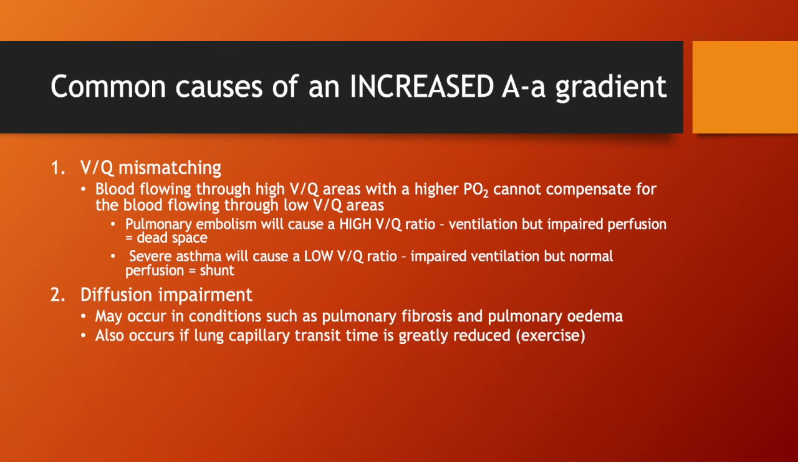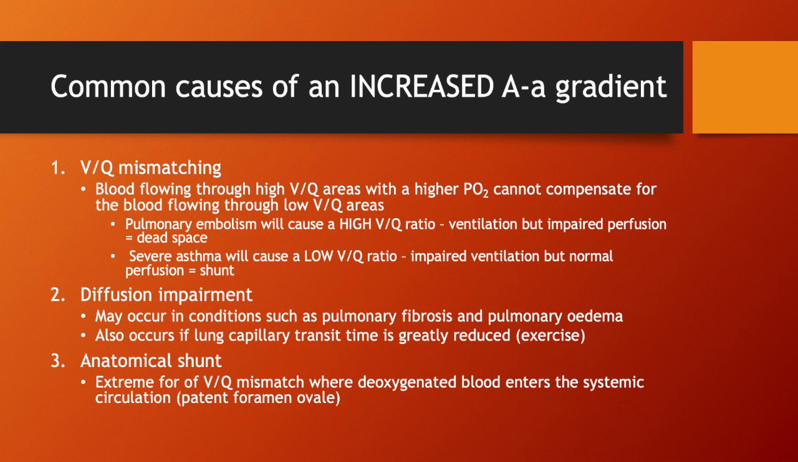Number 2. Diffusion impairment will also cause an increased alveolar-arterial gradient. This may occur in conditions such as pulmonary fibrosis and pulmonary edema, and will also occur if lung capillary transit time is greatly reduced, as we see in exercise. And 3. Anatomical shunt. This is an extreme form of VQ mismatch where deoxygenated blood enters the systemic circulation. This is seen in patent foramen ovale.